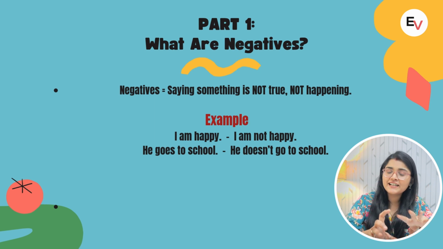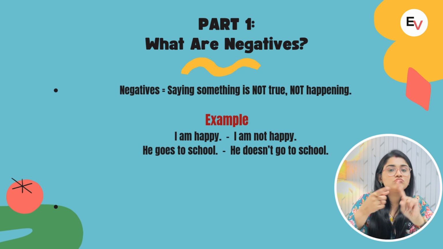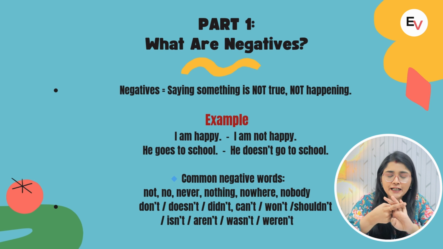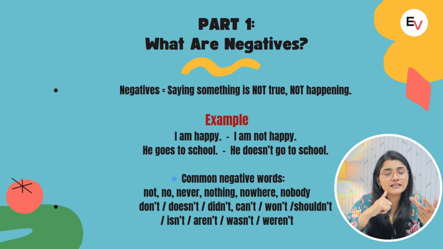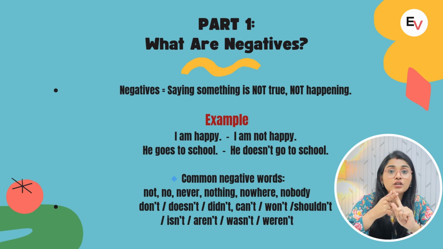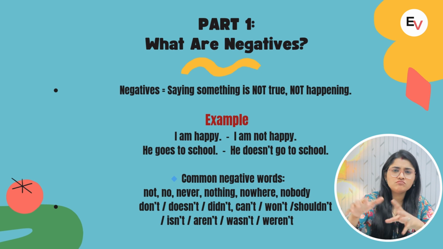Now, we create negatives using words like no, not, never, nothing, didn't, don't, doesn't, can't, won't, shouldn't, isn't, and so on. Now let's level up a bit. Let's learn how to use negatives like a pro. See, using negatives is not about just saying no. It's a tool, and it's important we learn how to use this tool correctly. So let's learn them one by one.